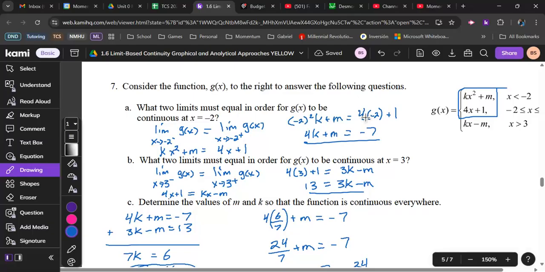Be careful when you're doing this one. A lot of students, if you put that in your calculator, it's going to tell you negative 4. It's not negative 4, right? It's negative 2 all squared, which means the negative cancels. So you get that function once you simplify it.